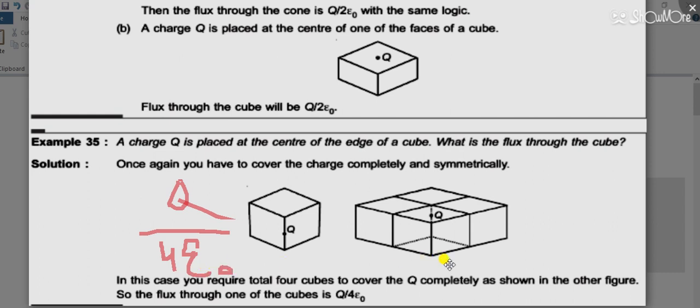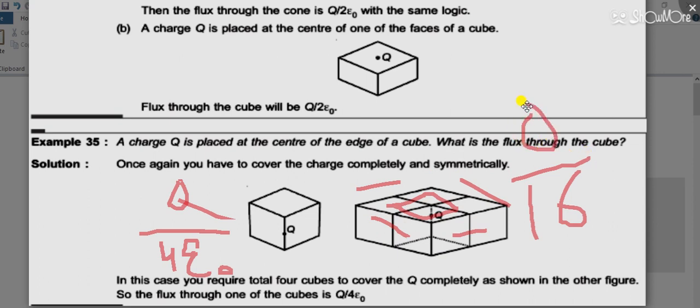But if we ask about the flux coming from one face, here you can first draw the symmetric diagram. Now count the faces. 4 faces are upward, 4 faces are downward, 2 on this side, 2 on this side, 2 on this side, and 2 on this side. So the total number of faces will be 16. The electric flux through this surface is q by epsilon naught, and the total number of faces is 16. So the electric flux coming from one face will be q by 16 epsilon naught.